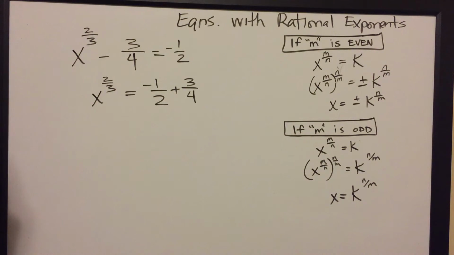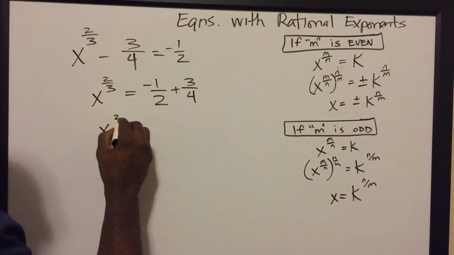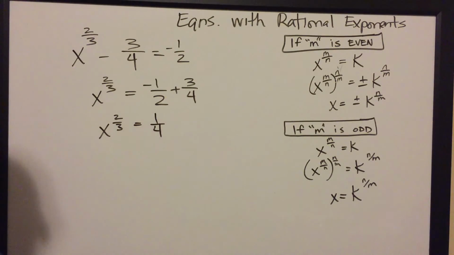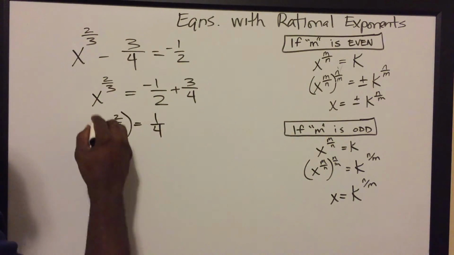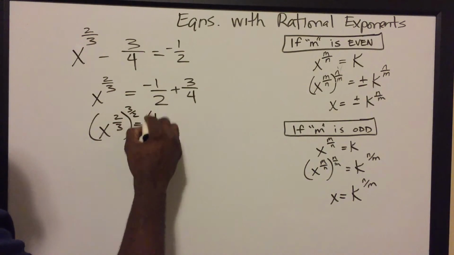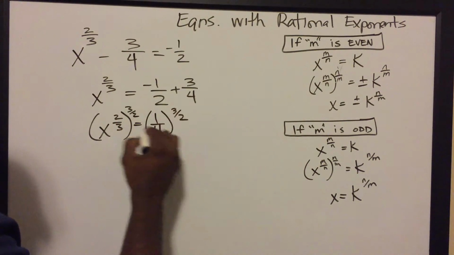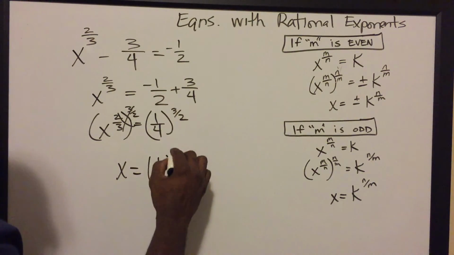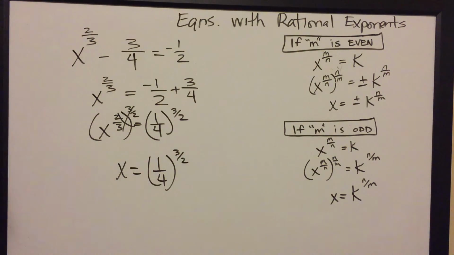So this would be x to the 2/3 is equal to 1/4. So we take this and we say 3 over 2 here, 3 over 2 there. That's going to cancel out. x equals 1/4 to the 3 over 2. So really it is 1/4 to 3 over 2, cubed.